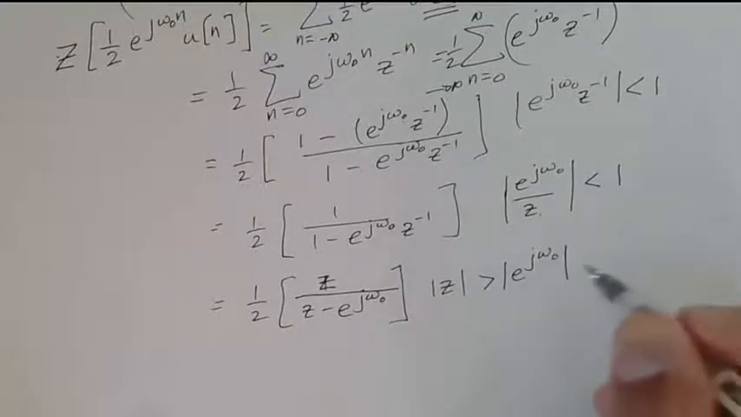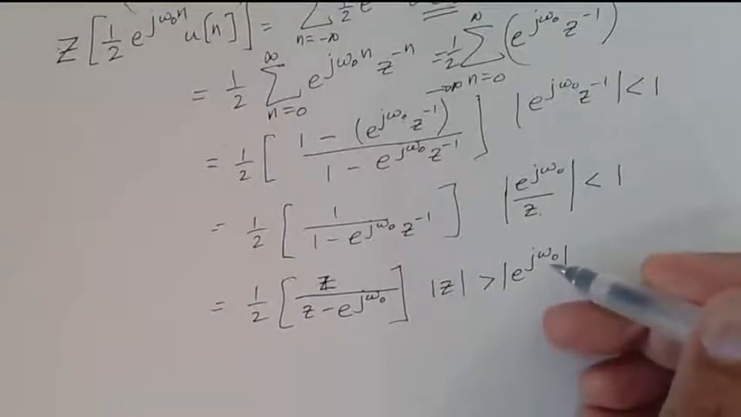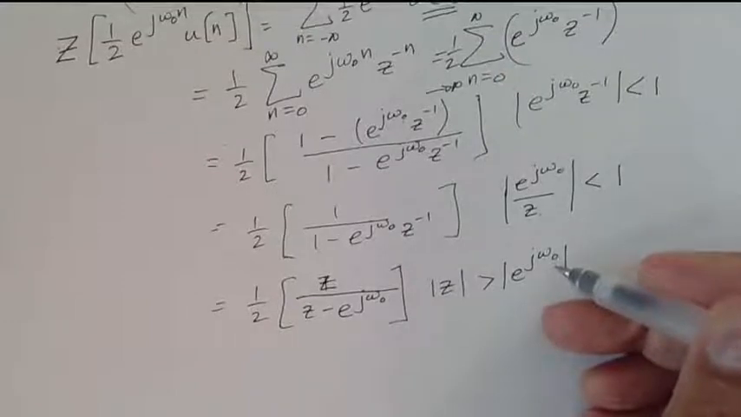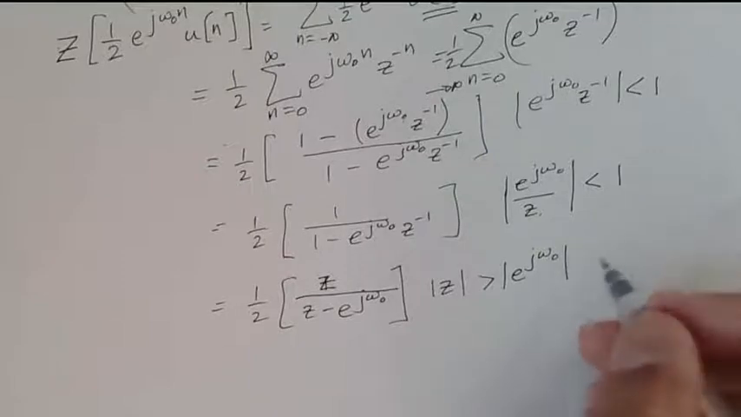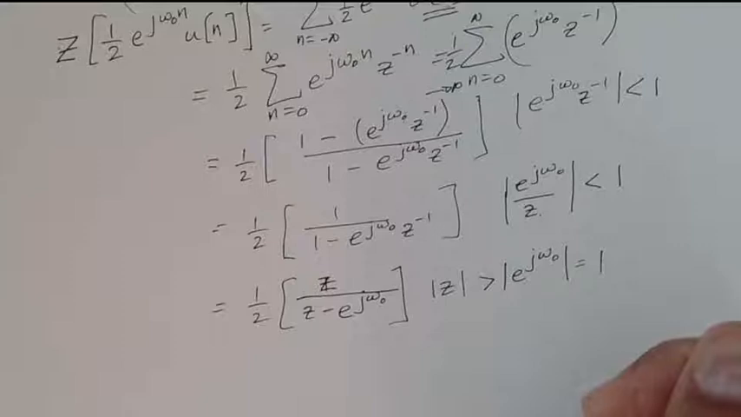The magnitude of e to the j omega naught, remember e to the j omega naught is cosine omega naught plus j sine omega naught. So the magnitude of this will be the square root of cosine squared omega naught plus sine squared omega naught, and cosine squared omega naught plus sine squared omega naught is 1. So this is just equal to 1. So the magnitude of z has to be greater than 1.